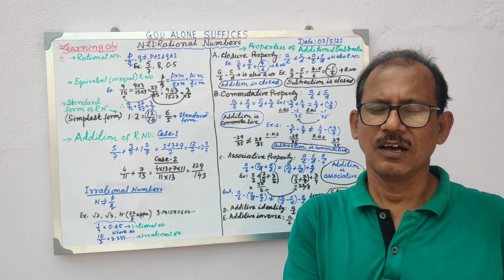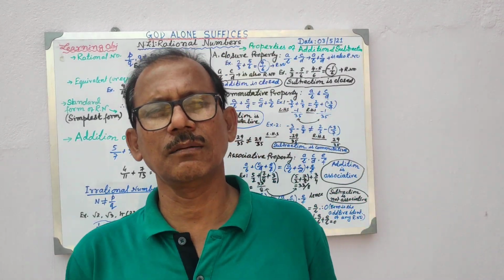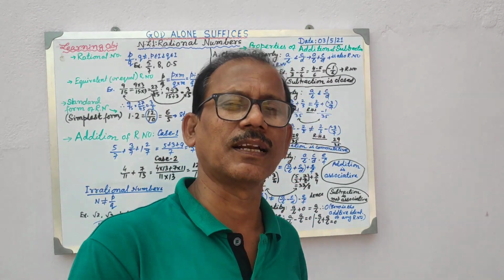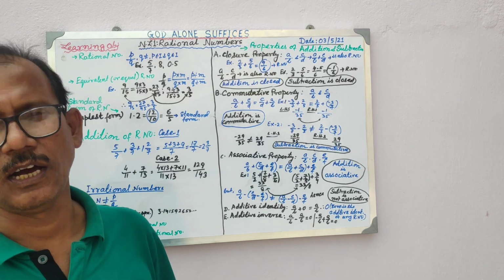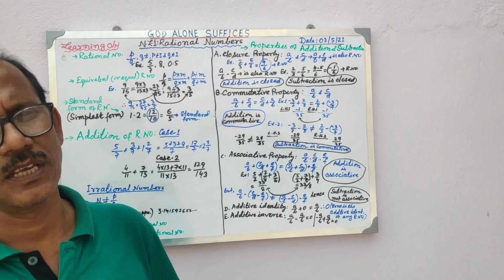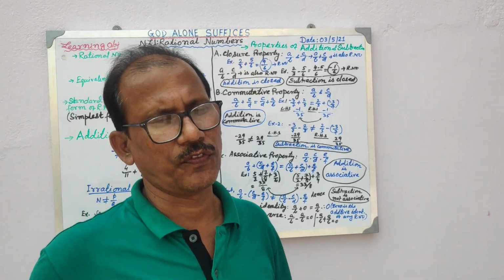If you don't understand: something you add to the rational number which leaves the rational number itself is the additive identity. The additive identity for any rational number is always 0. I hope you have learned the properties, and you will go through them once. Doubts, if any, I am always there.